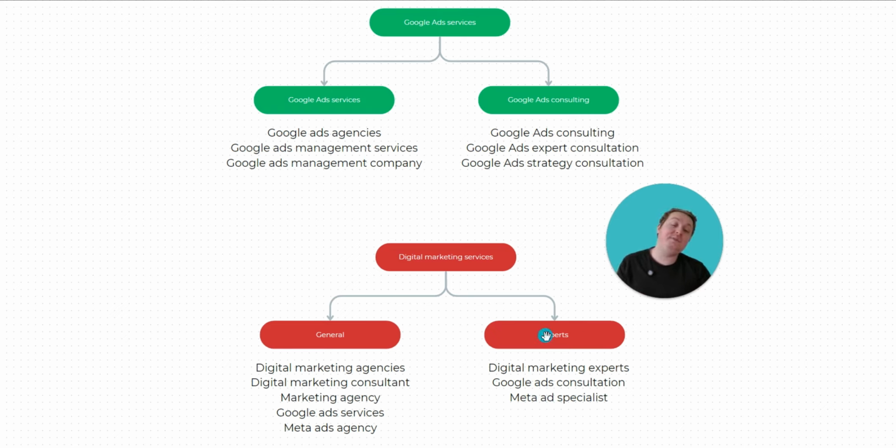And then going over to the experts ad group is pretty much the same situation, right? We have digital marketing experts, Google Ads consultation, Meta ad specialists. So it depends on what you're advertising, right? Because if you're advertising consultations, then you probably want to let the system know that you're trying to consult people as opposed to just take over their accounts. But the reason why this matters is that Google search terms have intent behind them. There's a story behind every single search, and you need to be able to catch that.